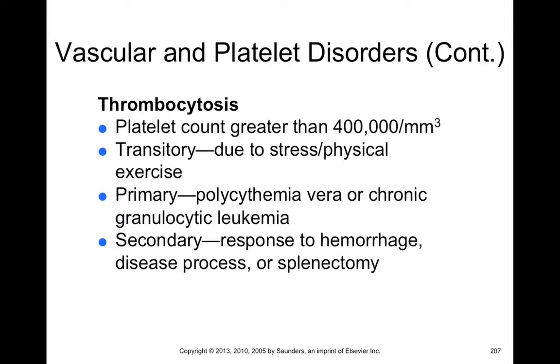Now, thrombocytosis is the opposite, where you have a platelet count greater than 400,000 per milliliter. What we find is that it can be transitory due to stress or physical exercise, but the primary cause of thrombocytosis is polycythemia vera or chronic granulocytic leukemia, where you can get an excessive amount of platelets due to basically a neoplasia of the bone marrow. A secondary cause of thrombocytosis could be a response to hemorrhagic processes or other disease processes, even splenectomy, because if someone has their spleen removed, they can't remove or store excess platelets as well.